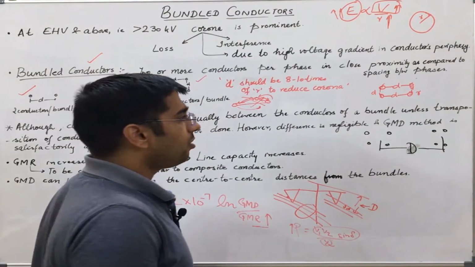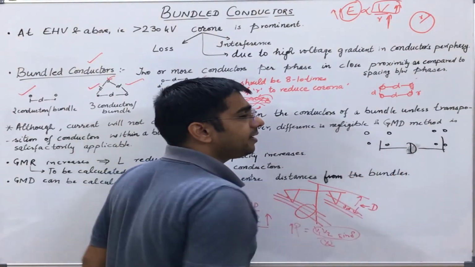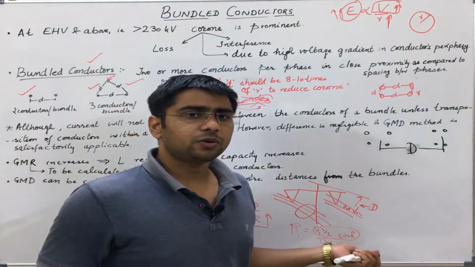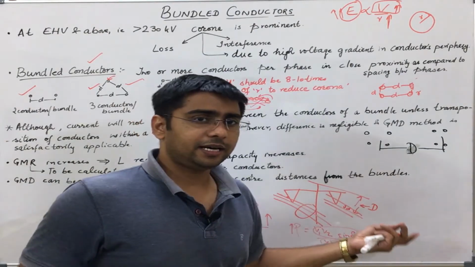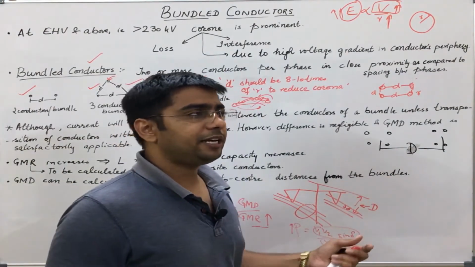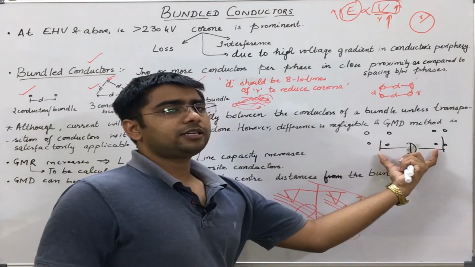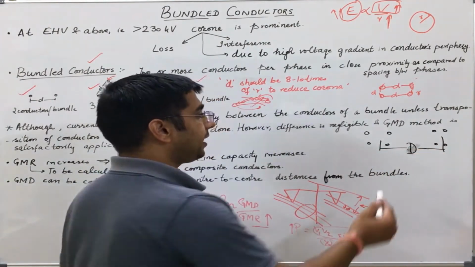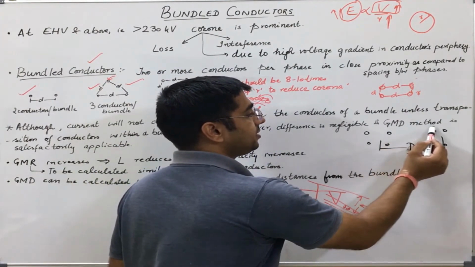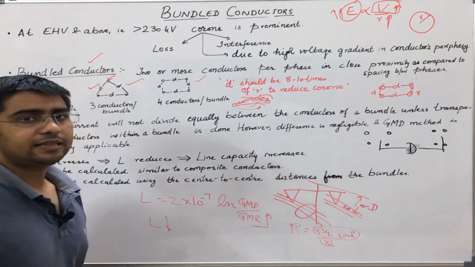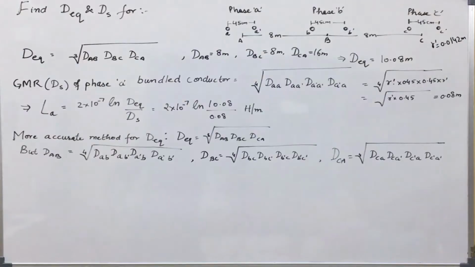The error involved in taking the center to center distance is not that much. So it is usually easier to calculate GMD if we take the center to center distance of the bundles instead of taking the individual distances. Now in the next slide we will take an example.